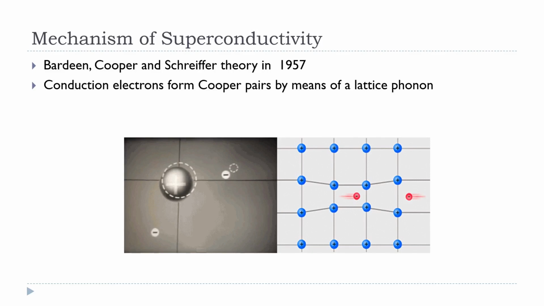In this figure, we can see that one of the electrons attracts the ions in the lattice, and this creates a shift in their position. The shift creates a positive charge in this locality, and that positive charge will attract the other nearby electron towards it. And hence, by means of this phonon interaction, these two electrons appear to be bound with each other, and hence they form a Cooper pair.